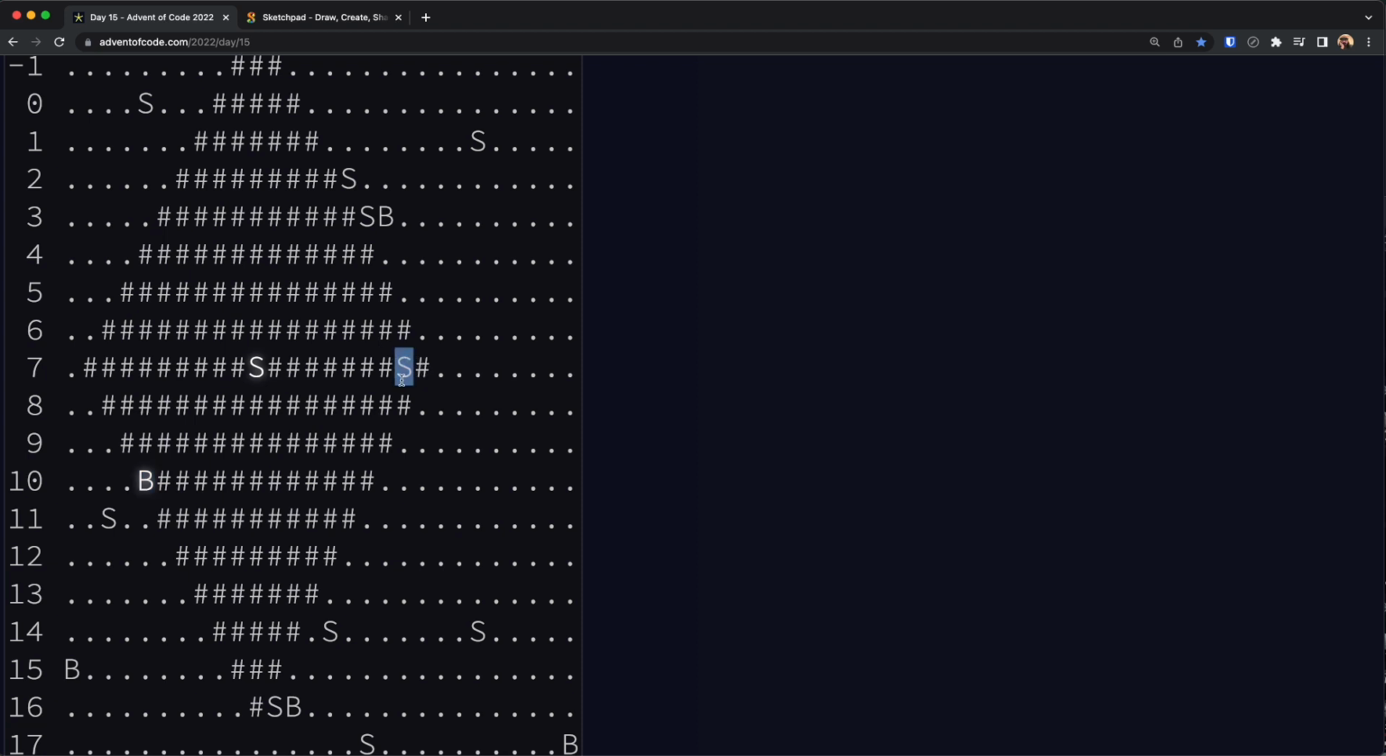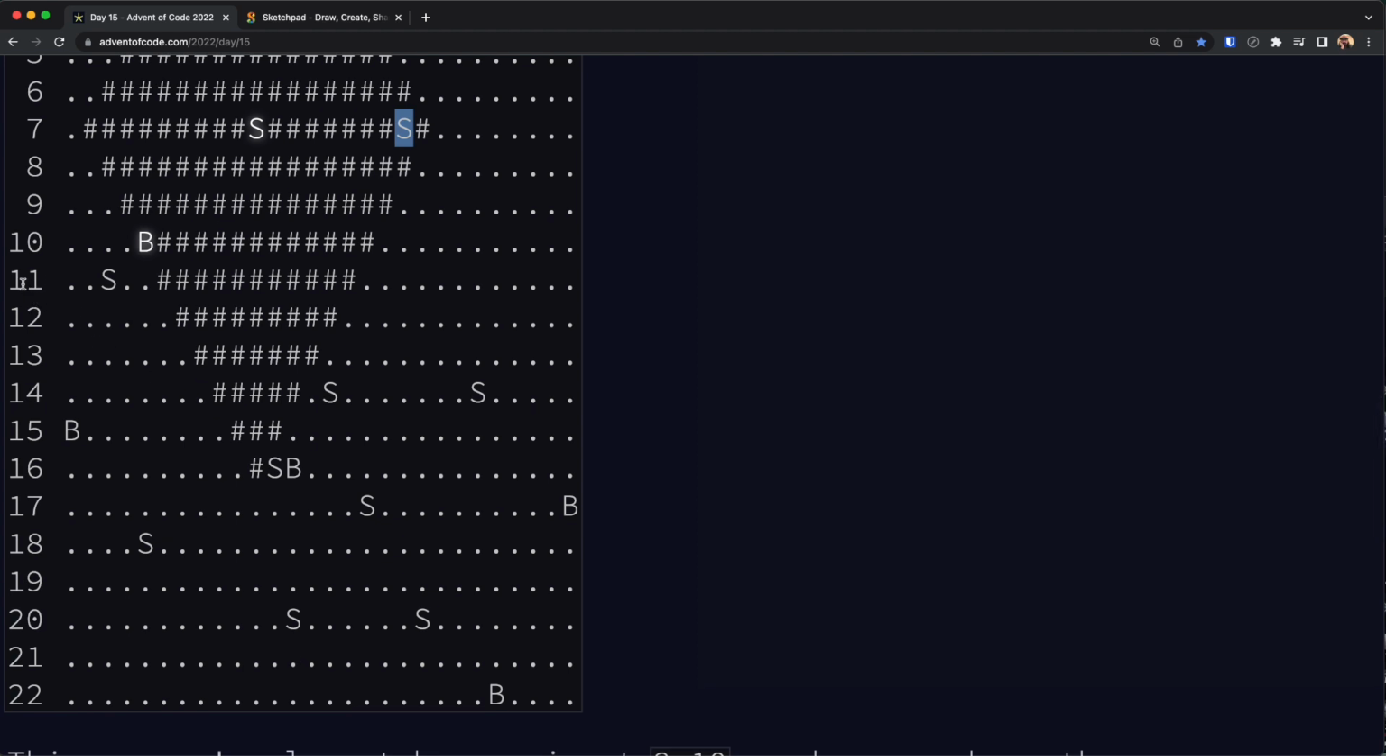There might be other sensors like this, which is not very important for us. We want to figure out, for every given row like this, how many points are not available for beacons. For example, in this scenario, these are not available for beacons because they are already in the area for this sensor beacon pair.